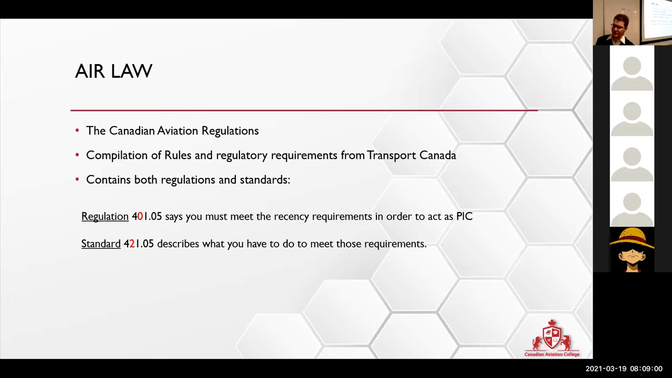But it's not going to be very useful if they say you have to do it and don't tell you how you could do it. So to see how you could meet the regulation, they will have a standard, which will be a 421. If it's a 2 in the middle, it's a standard. Now, there's lots of 501, 601. Again, 0 in the middle, whatever the number is, is a regulation. That's the difference between these two.